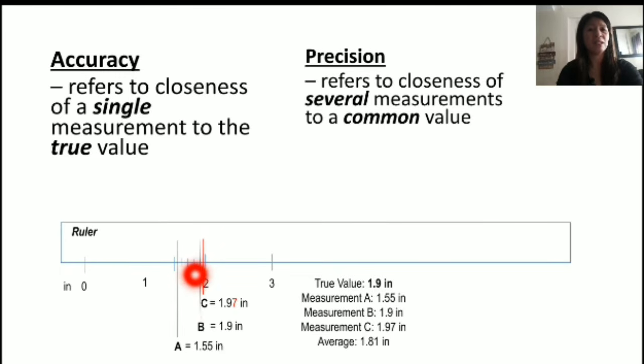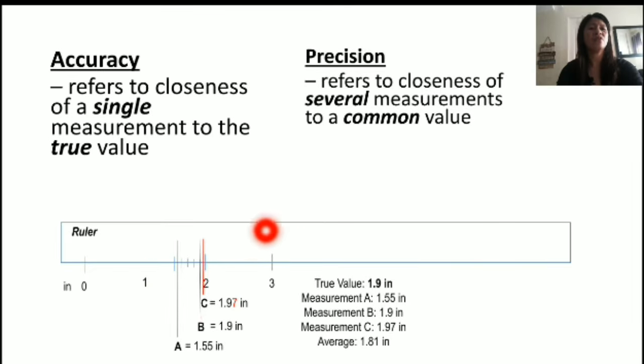We have C, 1.97 inches. So this is close, but measurement B is still closest to the true value. So among these 3 measurements, we can conclude that measurement B is most accurate, measurement A is least accurate.